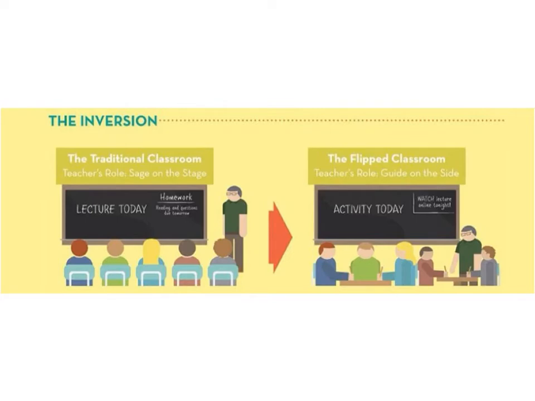This illustration shows the main idea behind the flipped classroom, in that the teacher's role is changing. Here on the left in the traditional classroom, the teacher is the sage on the stage, whereas on the right-hand side in the flipped classroom, the teacher becomes the guide on the side. And the idea is that when content is taken out of the classroom, the teacher can come alongside students and can spend much more time face-to-face interacting individually with the students.